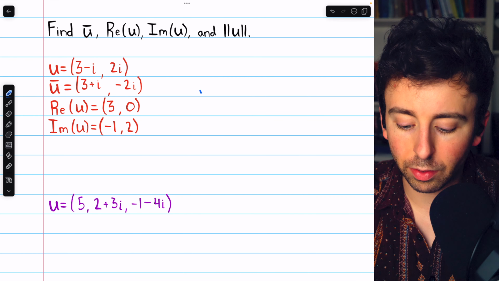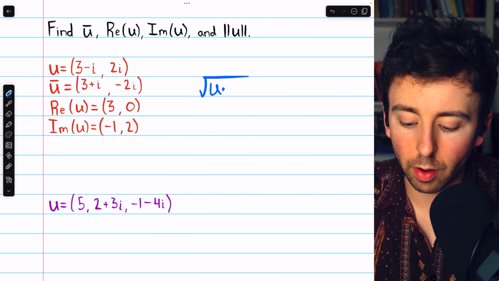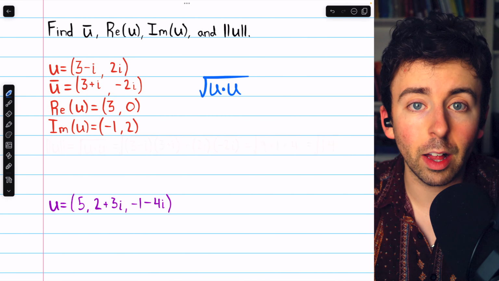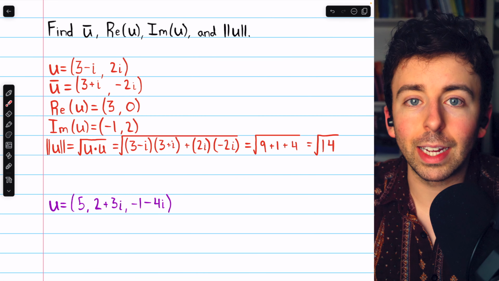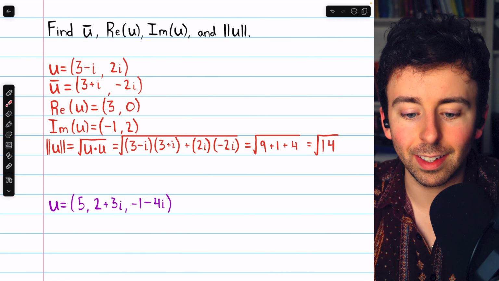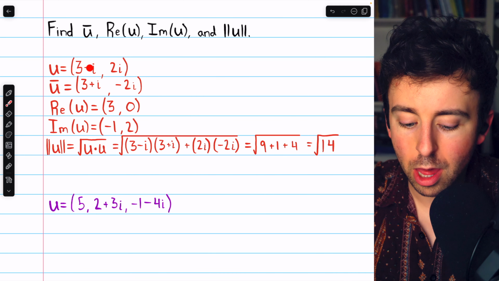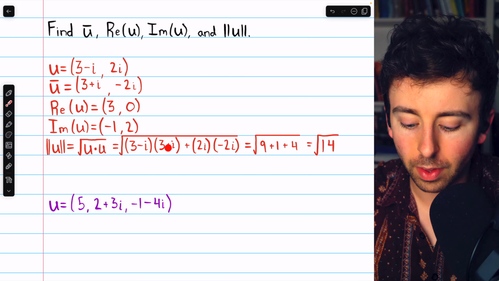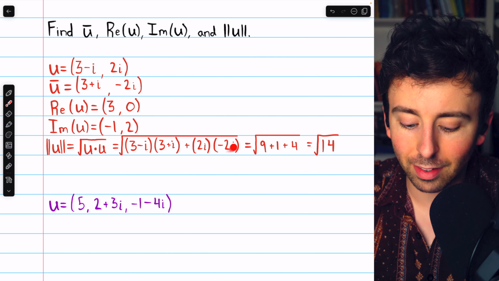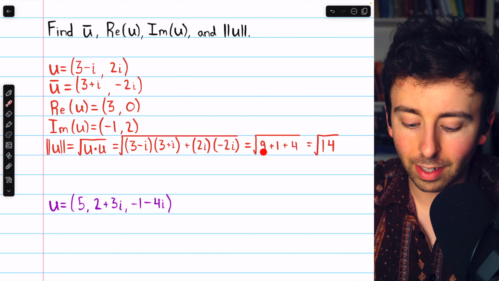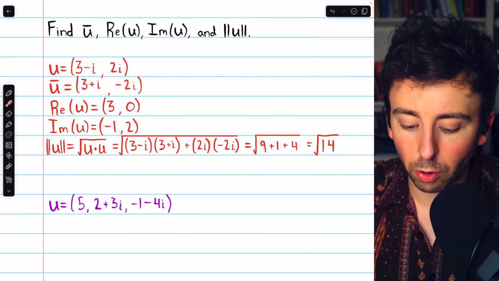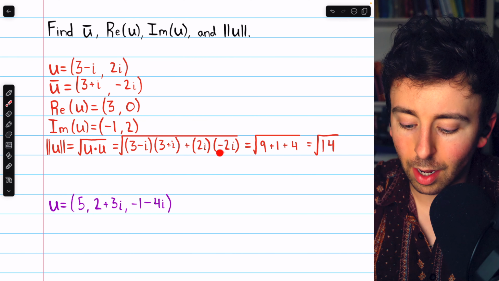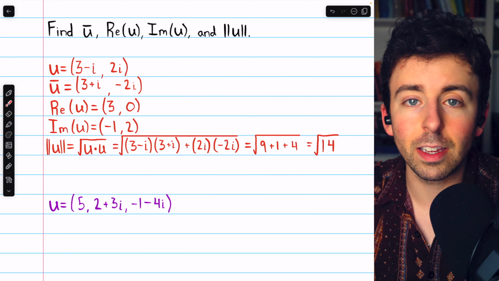The magnitude of a complex vector is defined to be the square root of the vector's dot product with itself. So to dot u with itself, we need to take each of its components and multiply it by its own conjugate. That's how the complex dot product is defined. So we have the square root of 3 minus i times its conjugate plus 2i times its conjugate. 3 times 3 gives us 9, and negative i times positive i gives us positive 1. The middle terms cancel out. Then we have 2i times negative 2i, and that is positive 4. So this is the square root of 14. That's the magnitude of u.